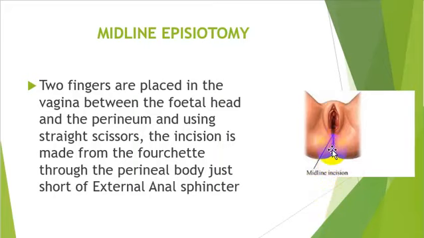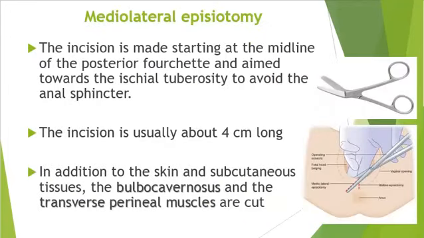So if you extend this incision, the external anal sphincter may be damaged. And what about the mediolateral episiotomy? Here the incision is made starting at the midline of the posterior fourchette and aimed towards one of the ischial tuberosities to avoid the anal sphincter. So this anal sphincter is avoided in mediolateral episiotomy. The angle which is usually advisable is 60 degrees from here. Once it is given, this angle of 60 degrees, when the baby delivers, usually decreases to about 45 degrees.